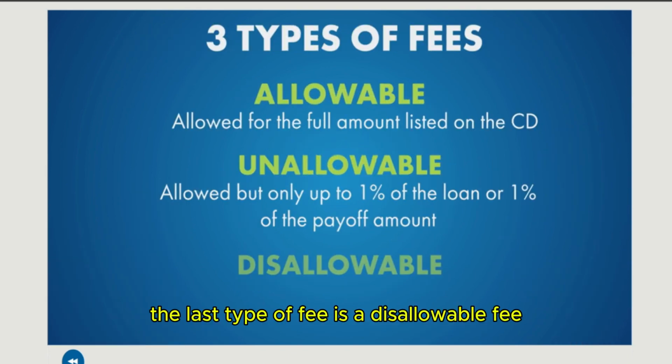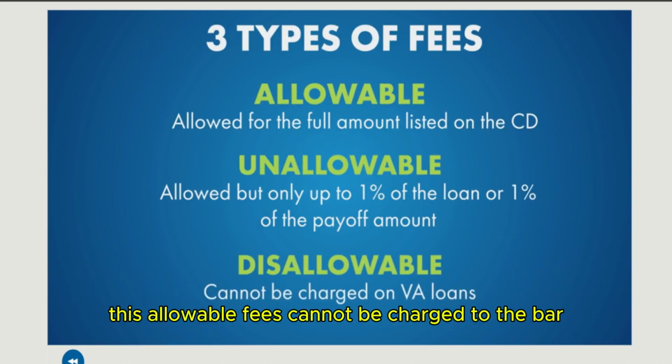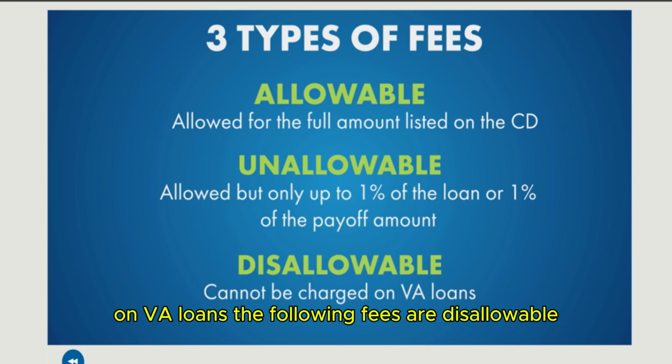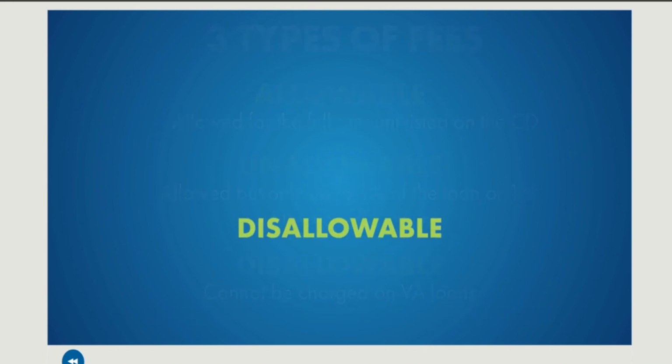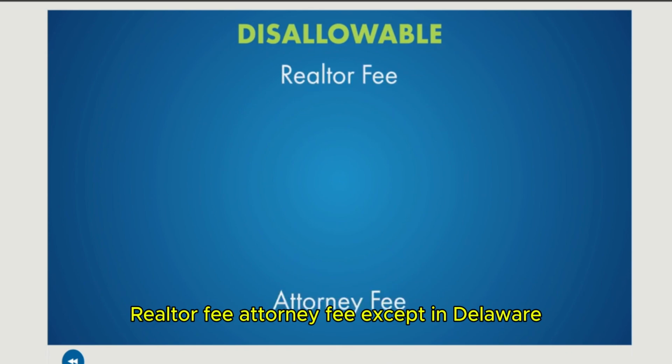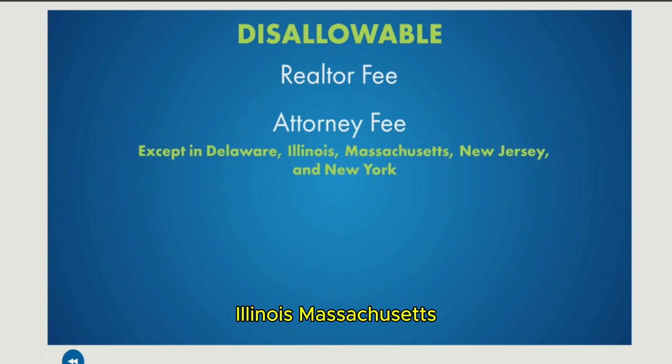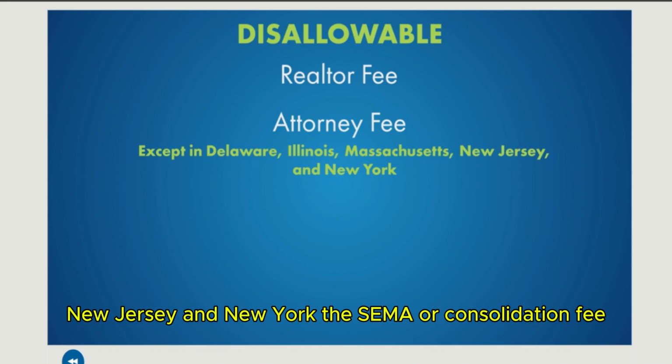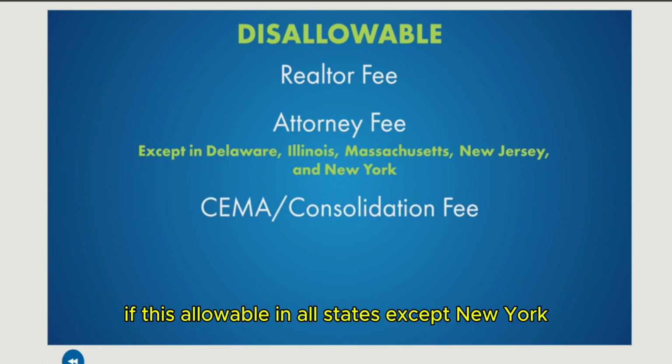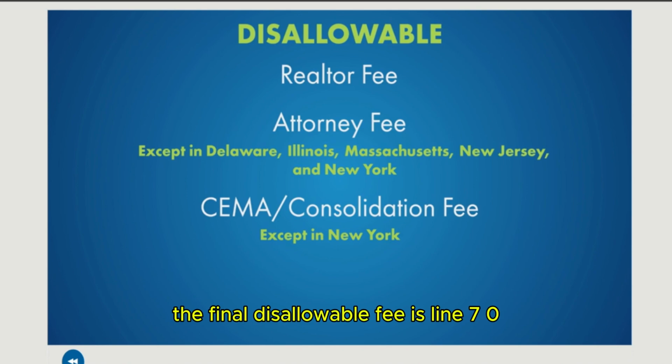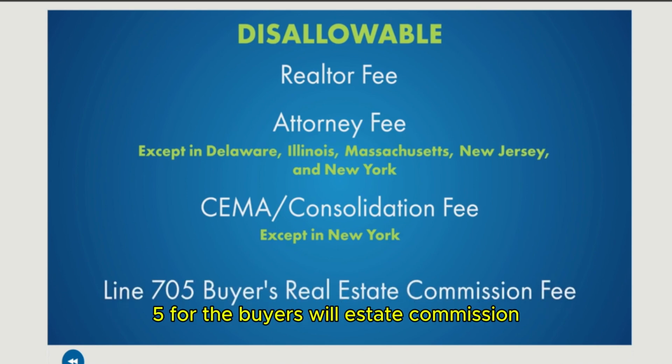The last type of fee is a disallowable fee. Disallowable fees cannot be charged to the borrower on VA loans. The following fees are disallowable and should never be listed on VA loans: realtor fee, attorney fee, except in Delaware, Illinois, Massachusetts, New Jersey, and New York. The SEMA or consolidation fee is disallowable in all states except New York. The final disallowable fee is line 705 for the buyer's real estate commission.